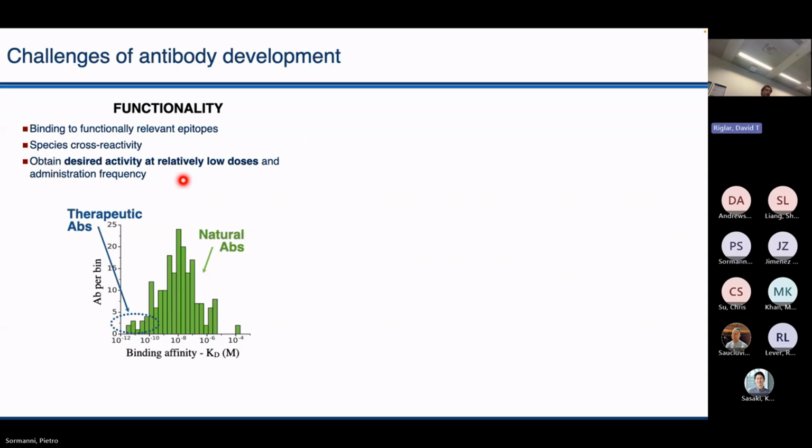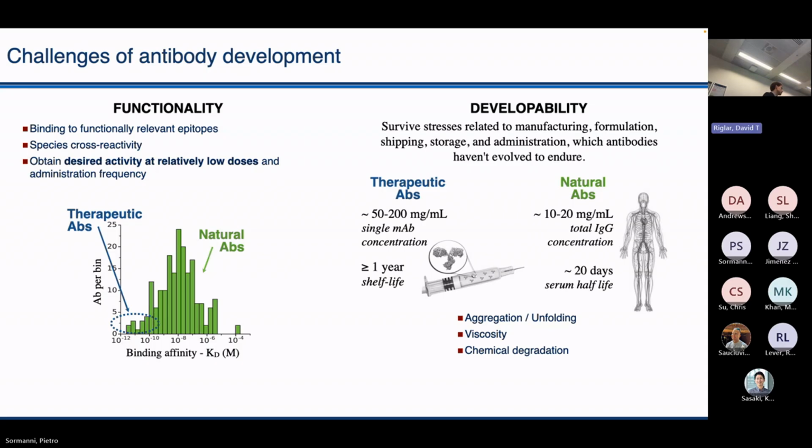The aim is to obtain the desired biological activity at what is ultimately a relatively low dose and low administration frequency. The consequence is that the binding affinity of a therapeutic antibody is typically in the tail of the affinity distribution of natural antibodies. So it's typically single-digit nanomolar or better, so picomolar range.